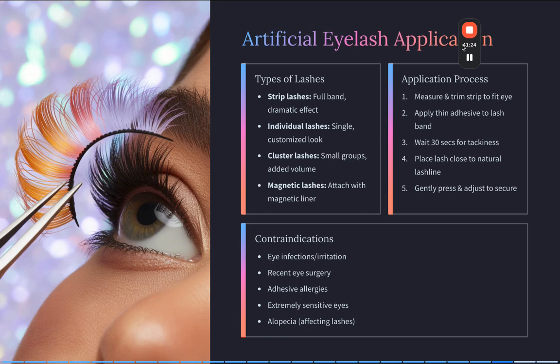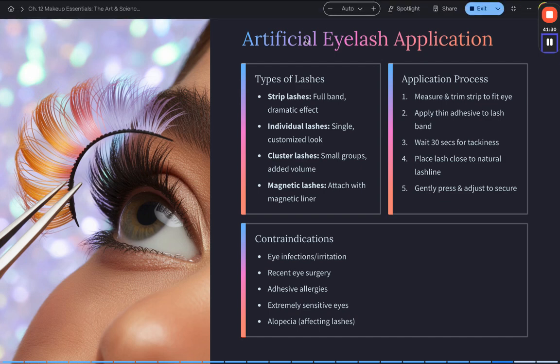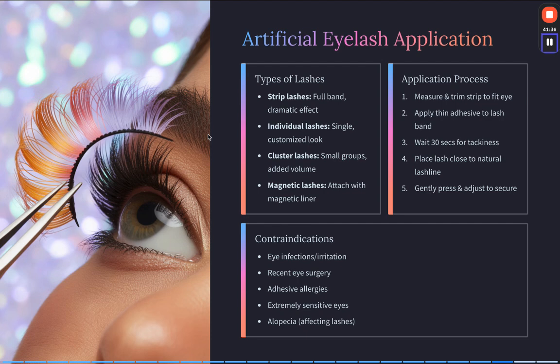In terms of artificial eyelash application, there are 4 types of eyelash strips. So we have strip lashes. We also call those band lashes. They're usually going to give you a full dramatic look or dramatic effect. Some clients may also want individual lashes, which are a single customized look. We can also call those eyelash extensions.